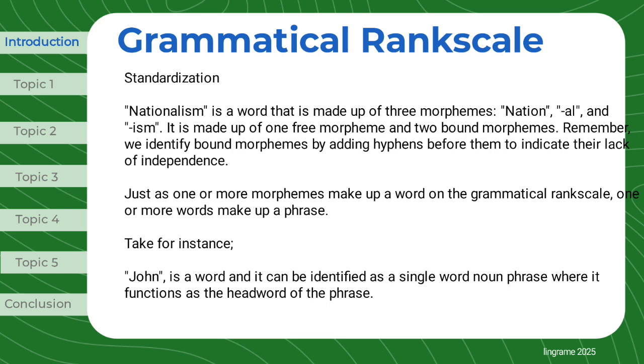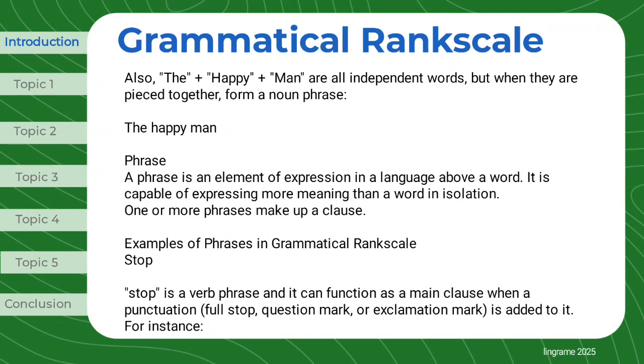Just as one or more morphemes make up a word on the grammatical rank scale, one or more words make up a phrase. Take for instance, John is a word and it can be identified as a single word noun phrase where it functions as the head word of the phrase. Also, the plus happy plus man are all independent words, but when they are pieced together, they form a noun phrase, the happy man. Phrase. A phrase is an element of expression in a language above a word. It is capable of expressing more meaning than a word in isolation.